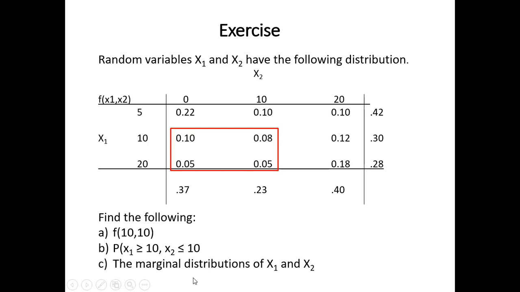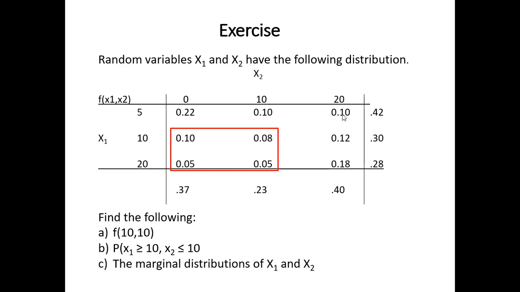Now, something that's new, the marginal distributions of x1 and x2. In this discrete case, we could get the marginal distribution of x1 from the row sums over here. So the marginal distribution for x1 would be 0.42, 0.30, 0.28. From that, we could answer questions like, what's the probability x1 is equal to 5? It would be 0.42, which is just this row sum.